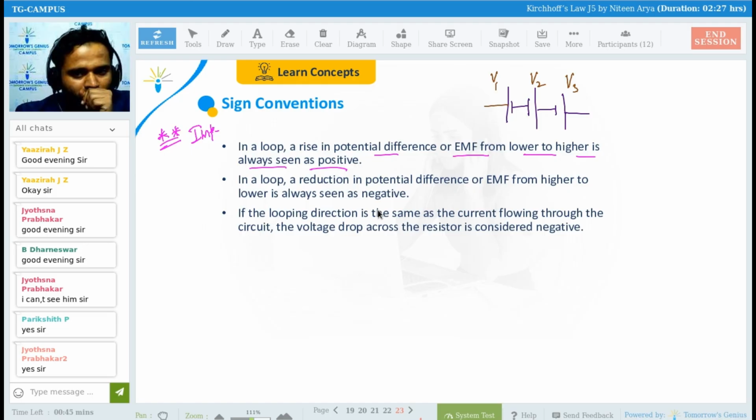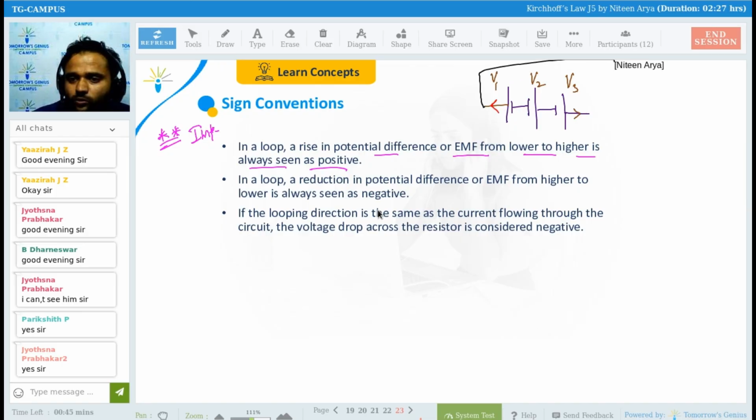If V3 is higher, then obviously the current is going in this way. But if V3 is very less or V1 is higher, then the current is going in this way. So that is the meaning of rise and fall. Okay, what is the meaning of rise and fall? You can read it here. In a loop, I don't make a loop, you can make it if you want to. Suppose this is your loop, completely closed.